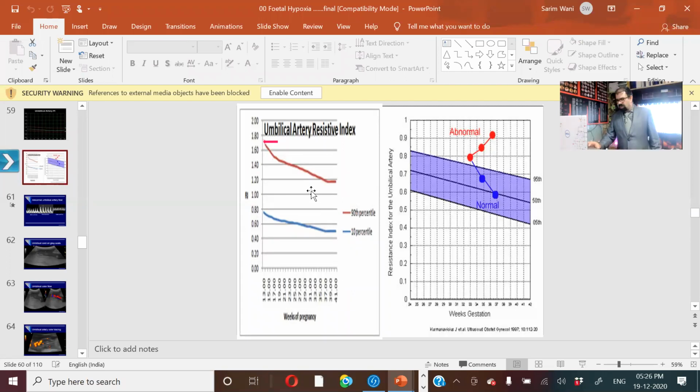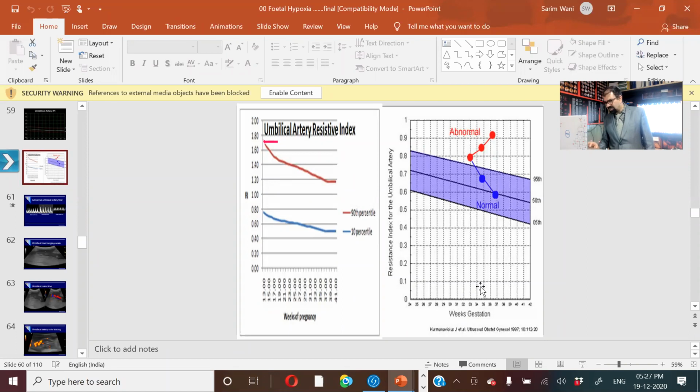Okay, now let us see. Now see, the point is that you have to understand the 10th percentile and 90th percentile. The 90th percentile is over here, and if your RI is crossing the 90th percentile, then it is abnormal. So 1.1, now see, 1.1 is absolutely normal because this is fitting over here.